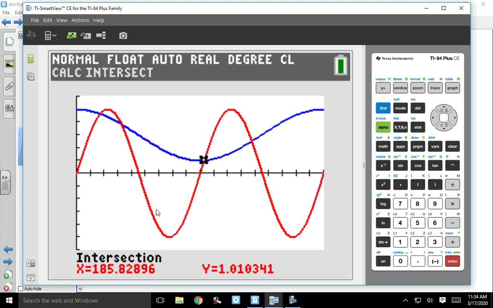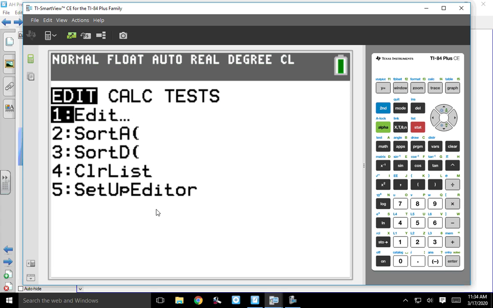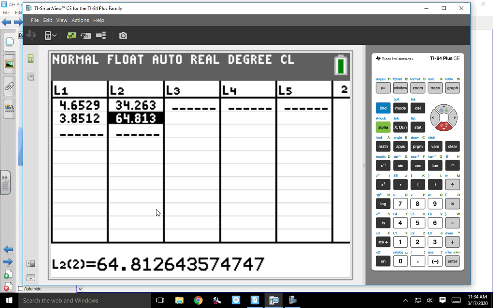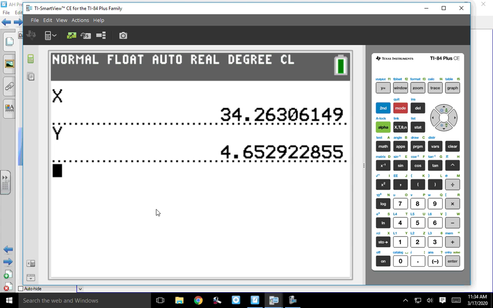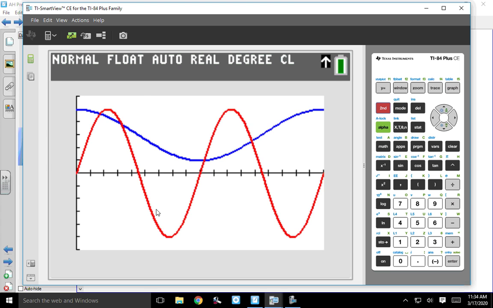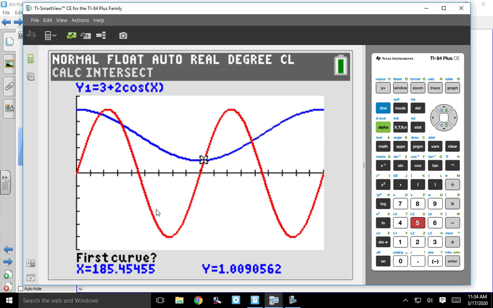And again, let's take those values and put them into my list here. Go to Stat, Edit. In list 1, I'm putting the y value, that's my r value, and in list 2, I'm putting my theta value, that's my x value. All right, one more intersection to find, and then I've got all of these. So go back to your graph. We'll find the intersection and pick your two curves.